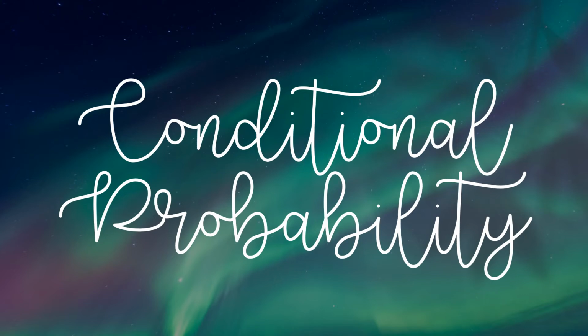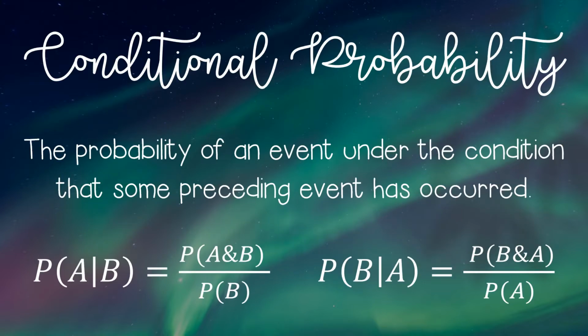So now we're going to look at conditional probability. Conditional probability is the probability of an event under the condition that some preceding event has occurred. So to find the probability of A given B, you would find the probability of A and B divided by the probability of B. To find the probability of B given A, you would find the probability of B and A divided by the probability of A.